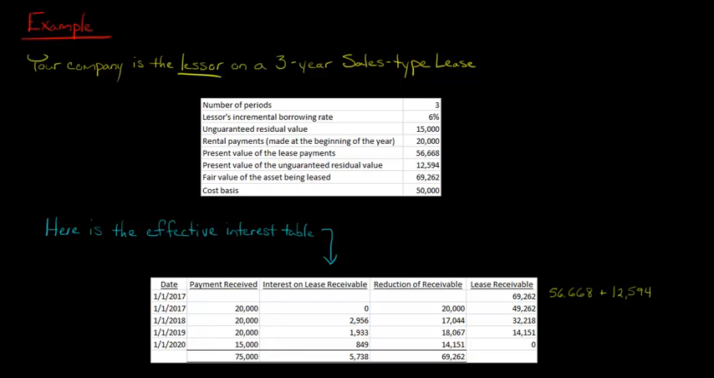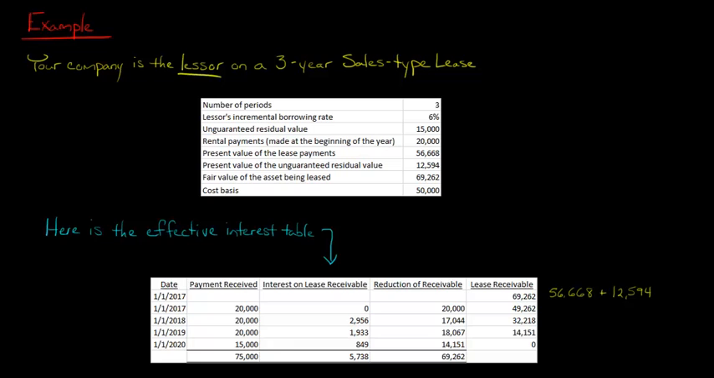Just suffice to say, we make our first payment of $20,000. When we receive that first payment of $20,000, it immediately reduces our receivable by $20,000. But then the next period, there's interest on that lease receivable, which is 6% times $49,262. That gives you that $2,956, and you net that with the payment to see the actual reduction in the receivable.